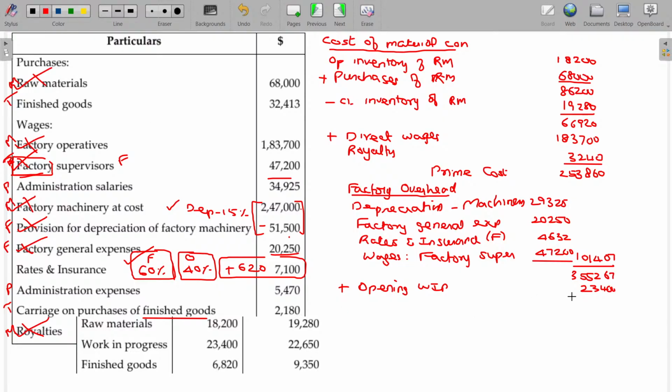So after adding this, the value being 3,78,667 minus closing work in progress. Closing work in progress here being 22,650. Then cost of production you will be getting. Cost of production, this value being 3,56,017.